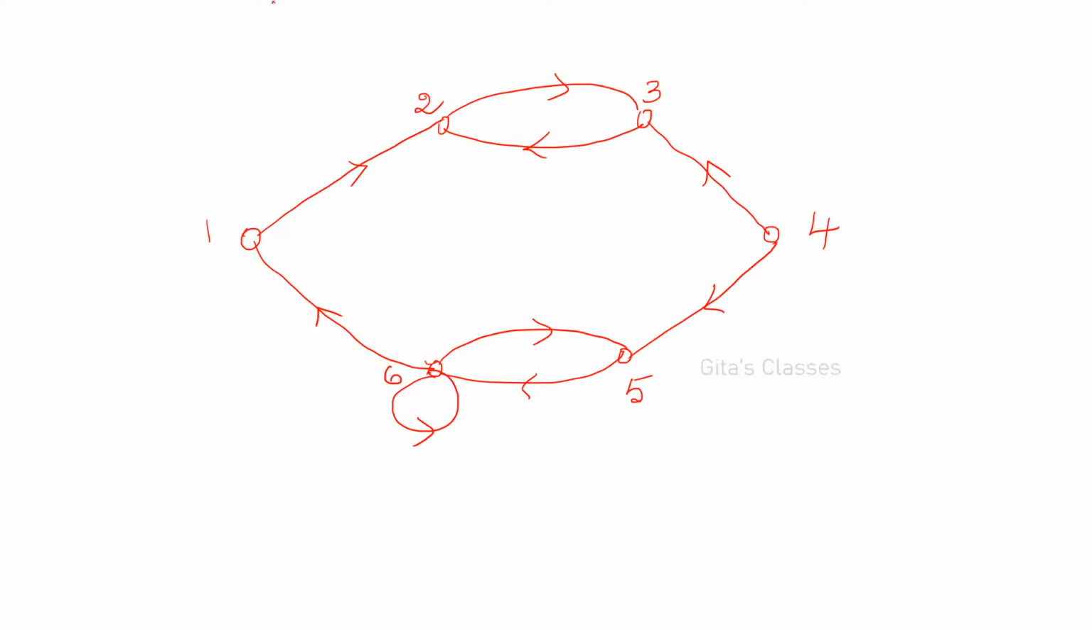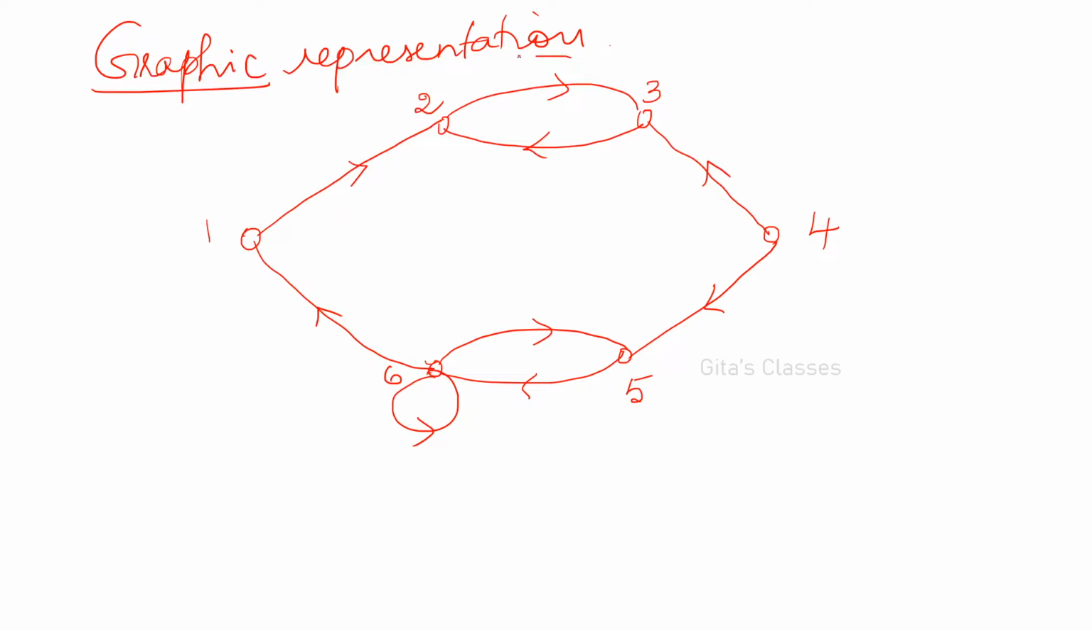Consider this graphical representation of a Markov chain. We can represent the Markov chain either in matrix form, that is called the transition probability matrix, or in the graphical form like this.